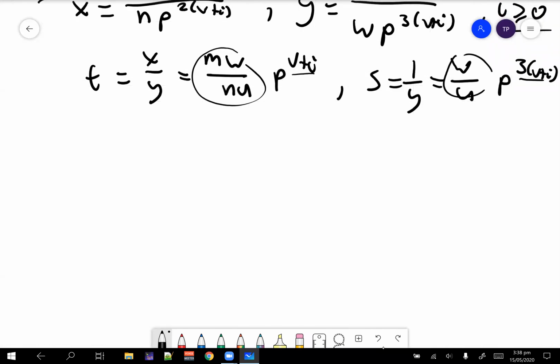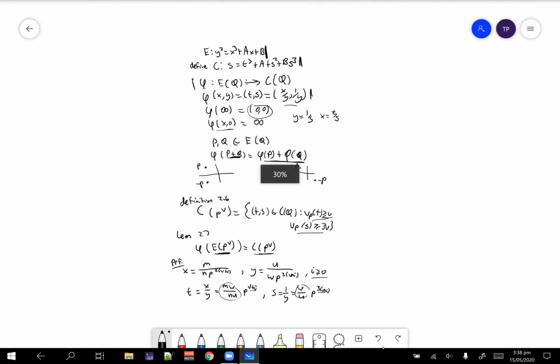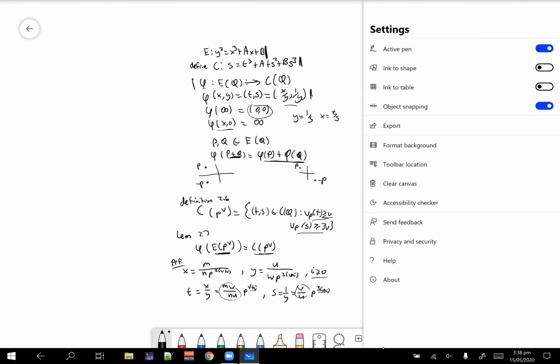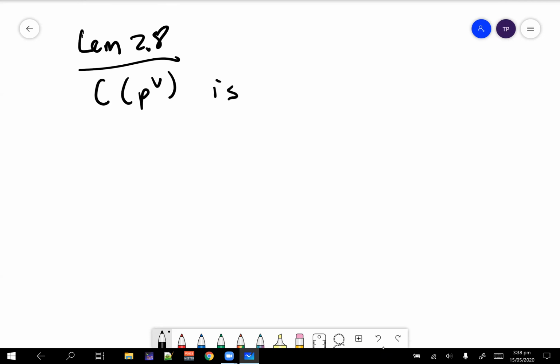Now for the big proof, lemma 2.8. This is kind of a big lemma, but the proof also isn't too hard, it's just tedious. So C of p^v is a subgroup of the rational points of the cubic equation C.